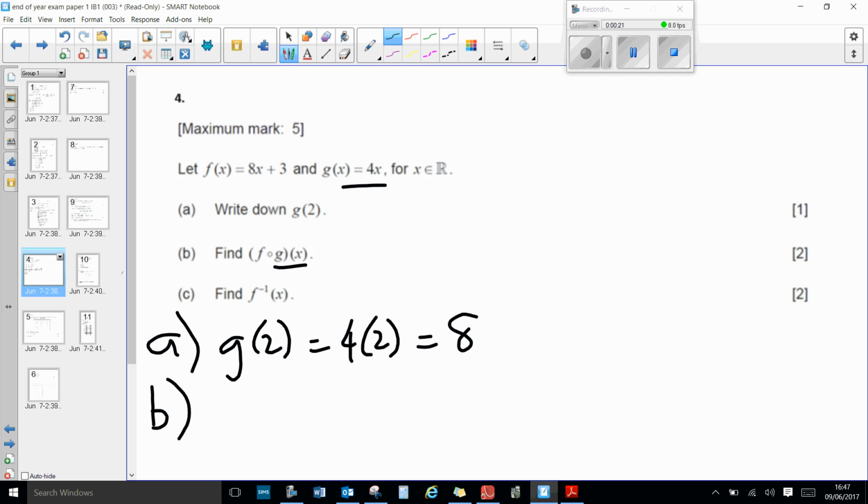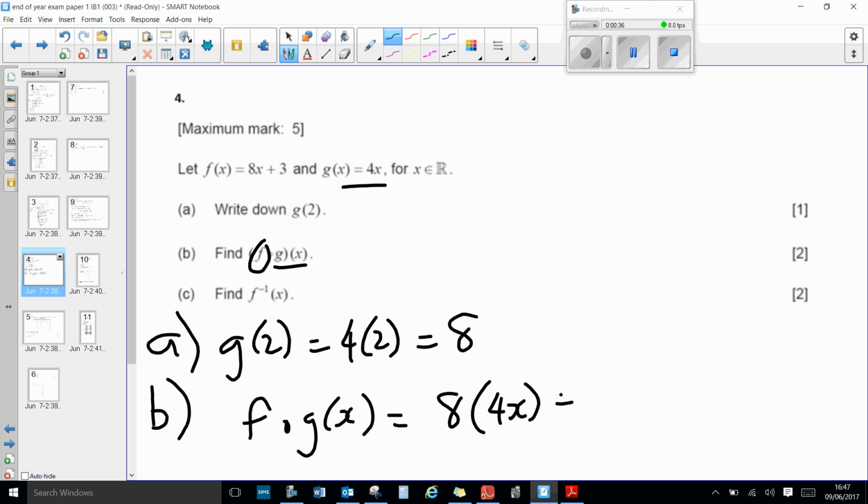f(g(x)). So we're putting g into the function for x. So instead of 8x plus 3, we're going to write 8 times (4x plus 3), which is 8 times 4, 32x, plus 3.